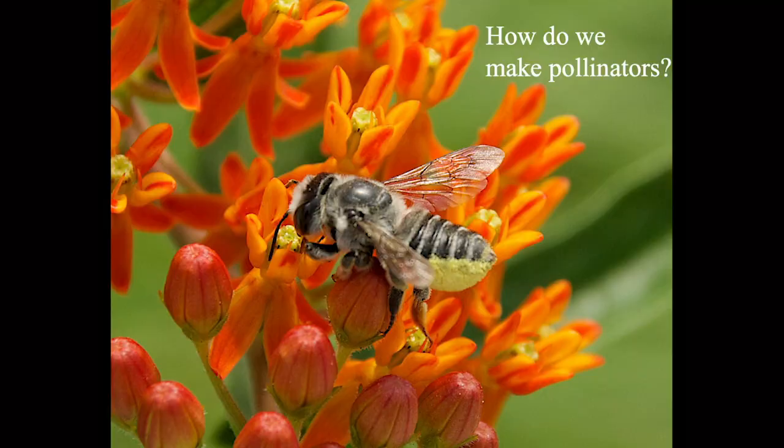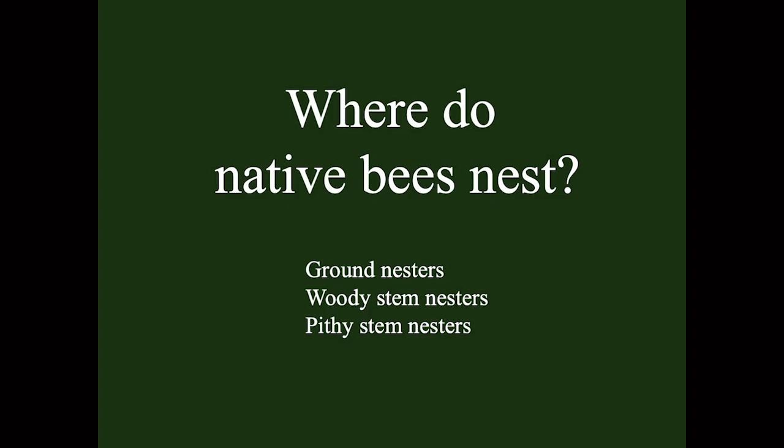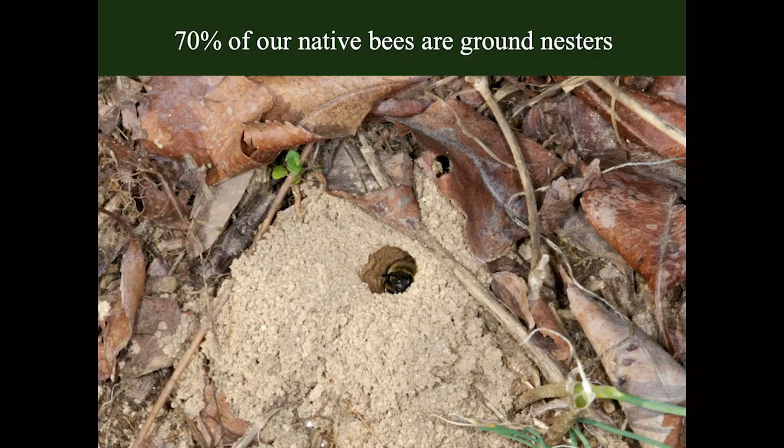So how do we make those harmless pollinators in our yard? We have to give them the things they need. They need a place to live, and they need something to eat. Where do our native bees nest? Well, they nest in the ground, they nest in woody stems, and they nest in pithy stems. 70% of our native bees are ground nesters. And if you own property, my guess is you own ground.